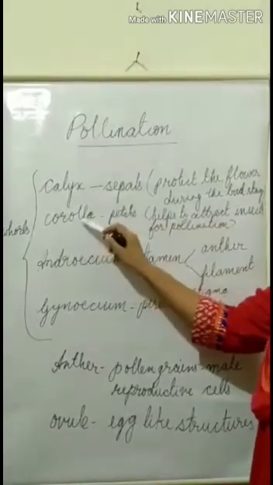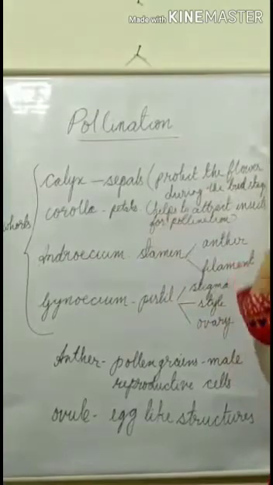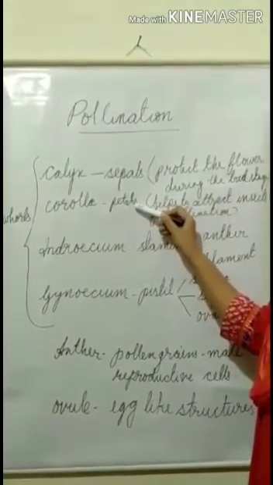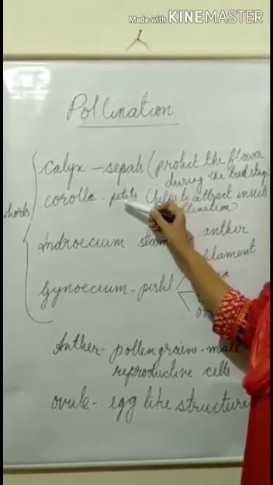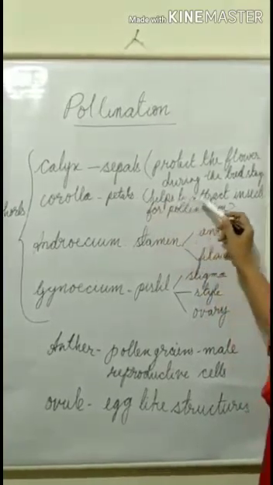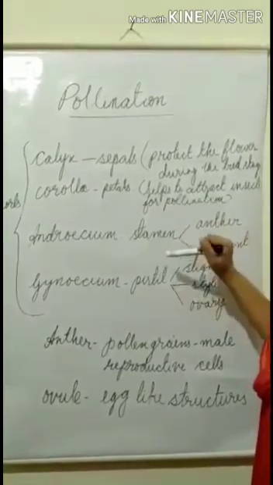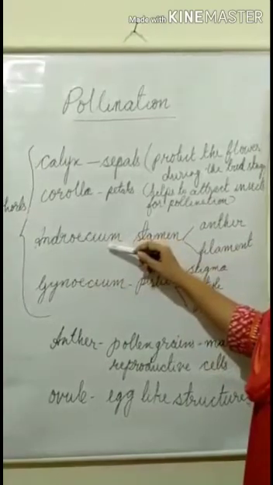And second part, corolla. It consists of petals. Petals are also leaf-like structures, but they are colored and attractive. Petals are brightly colored. Its function is to attract the insects which help in pollination. Then the third wall of the flower is androecium.